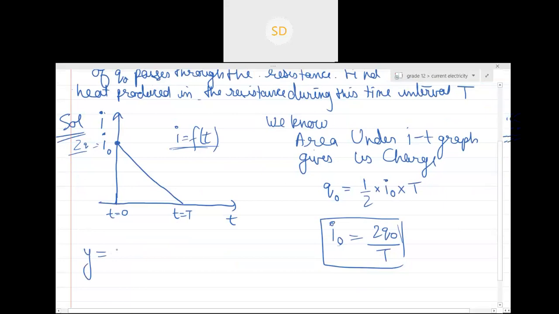Y is equal to mx plus c. It's a straight line equation, no? Which is passing from the origin. What is the y-intercept? Here this y-intercept is basically I naught, whereas this slope, how much?